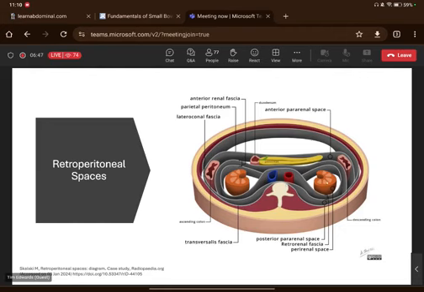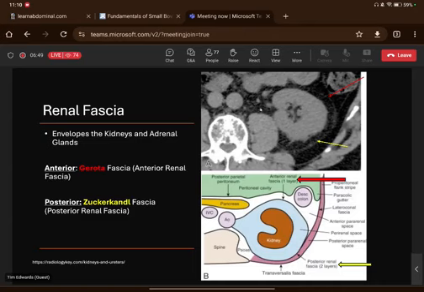This is just another way that I've shown it using a slice through an axial CT. So you can actually see the anterior renal fascia on CT. It's thinner than the posterior fascia because it's only one fascial plane. And this is, as I said, just to reiterate, Schirotter's fascia, anterior renal fascia, Schirotter's fascia.